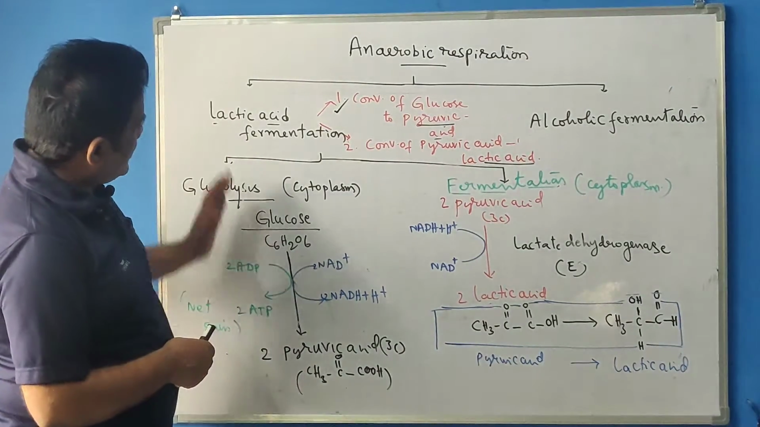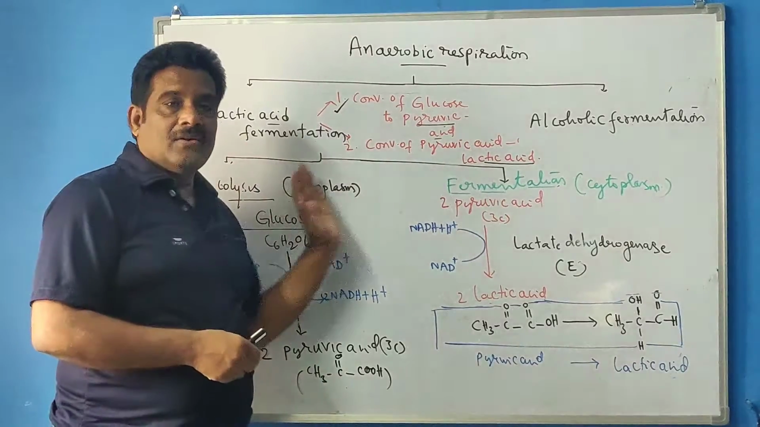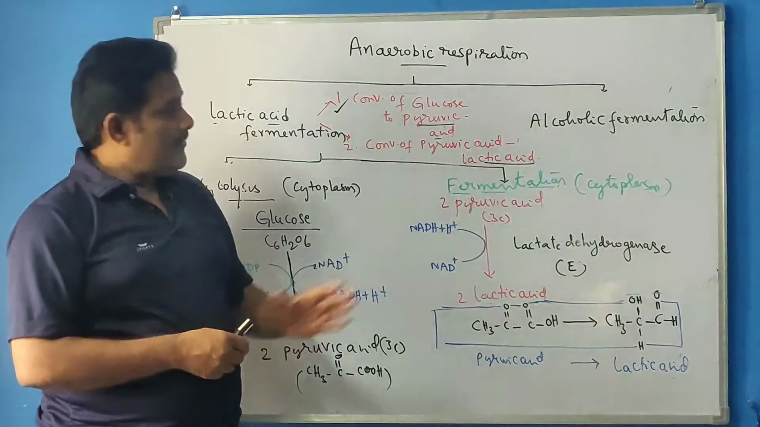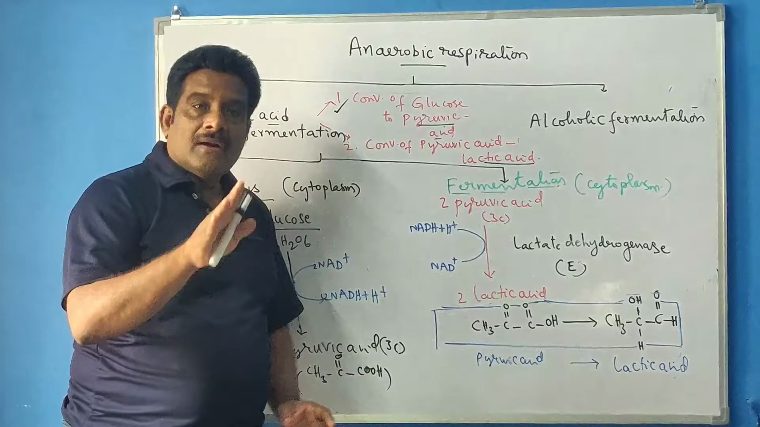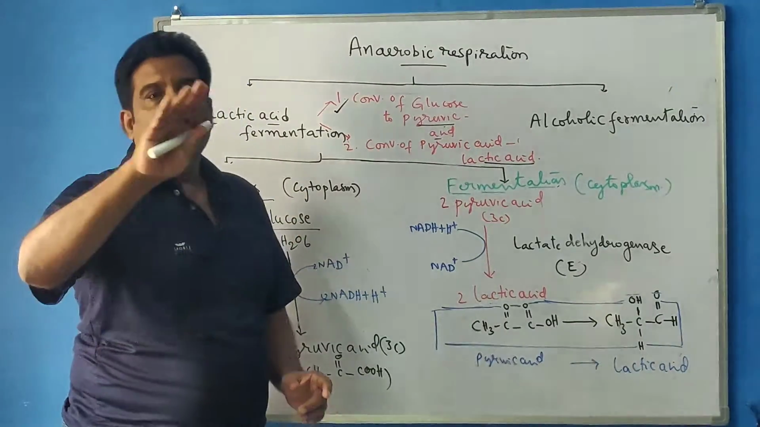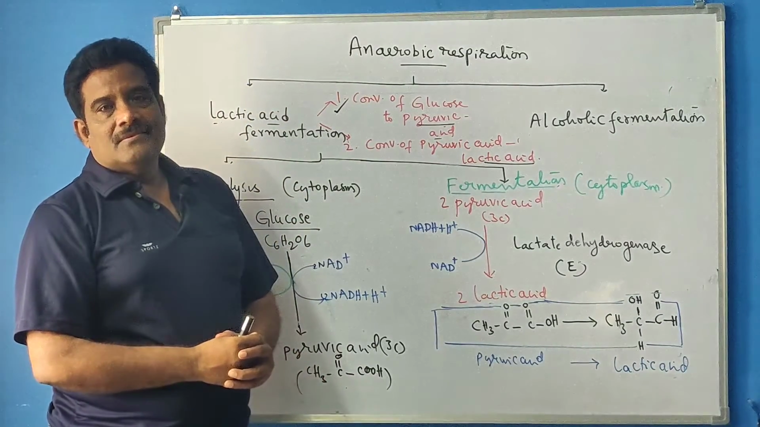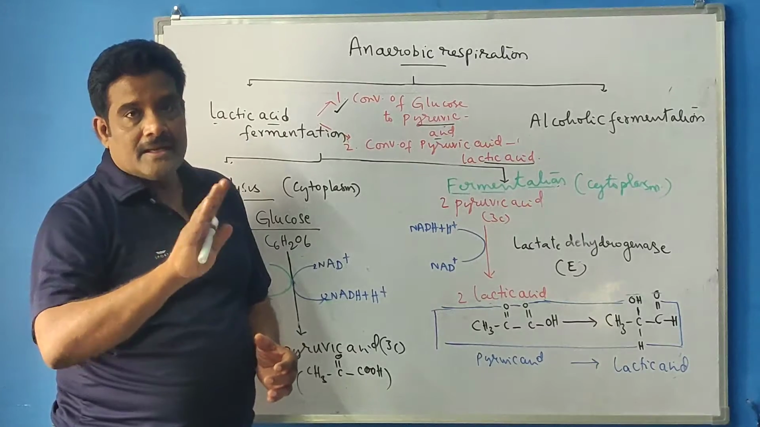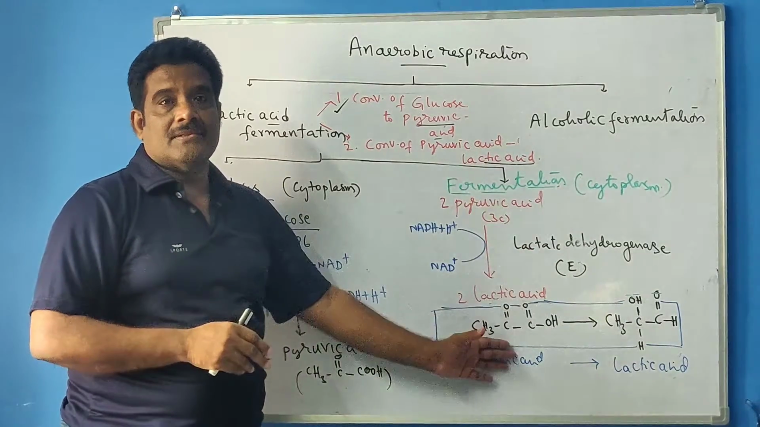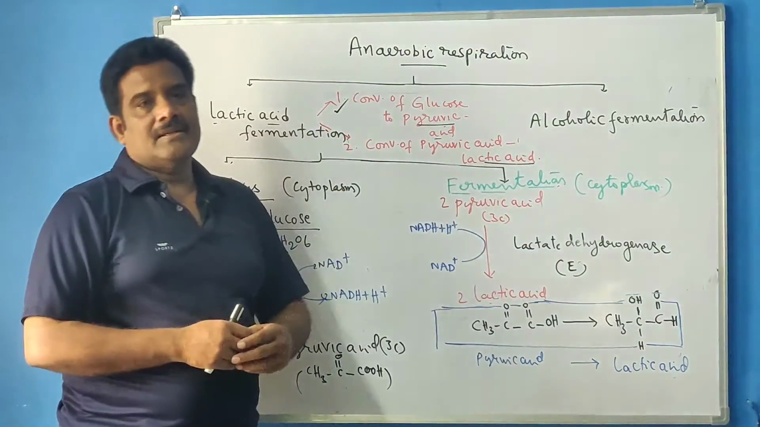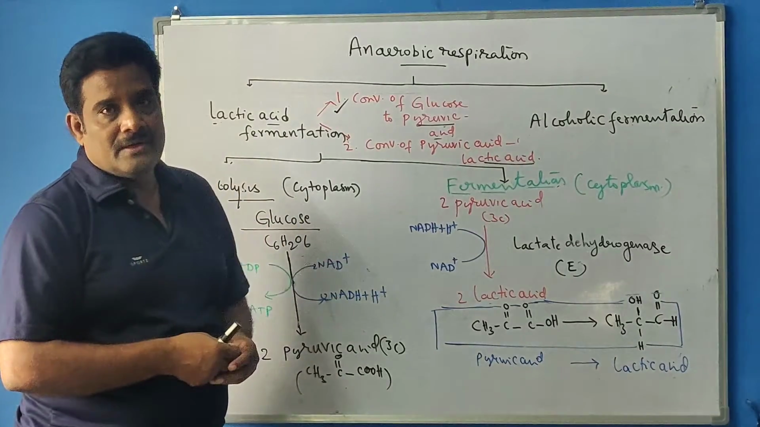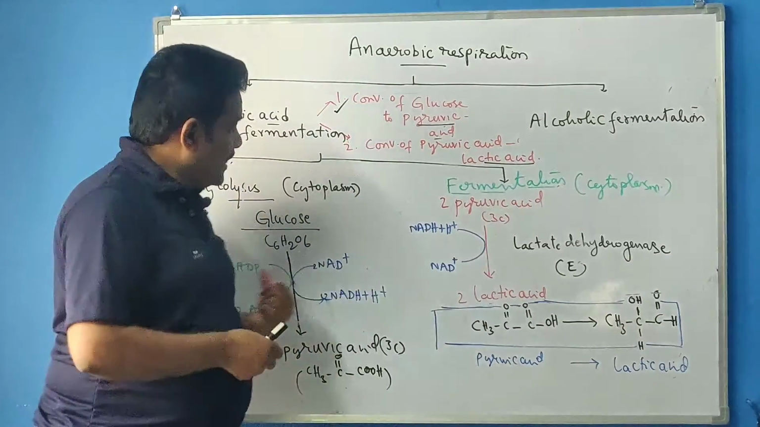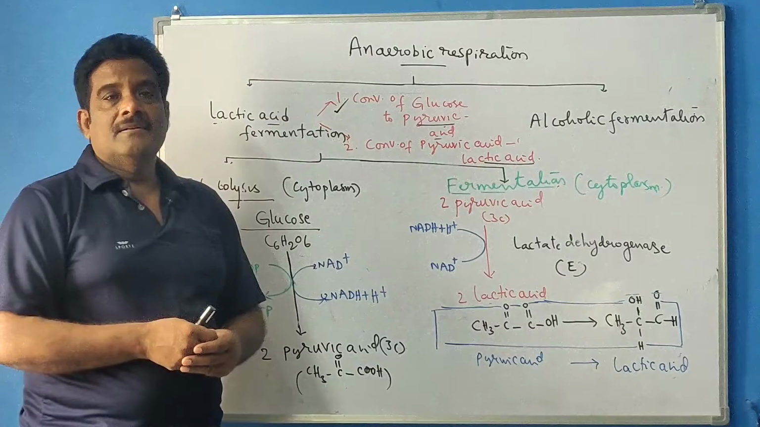But one point you have to understand when compared to glycolysis: in the fermentation process, you will not find ATP molecules anywhere. ATP molecules are not generated, energy is not generated in the fermentation process. That point you have to understand. Many people will be confused here only. In the fermentation process, 2 ATP molecules are generated. Is it correct?